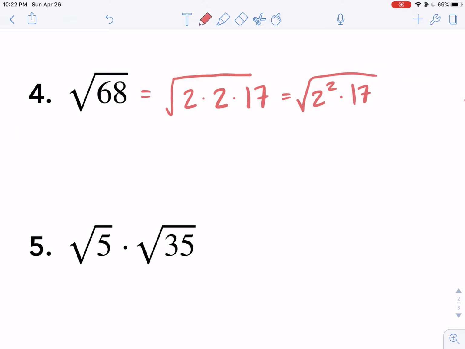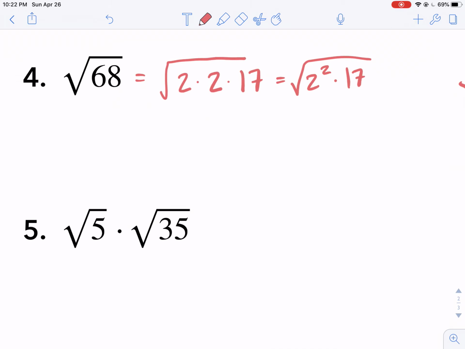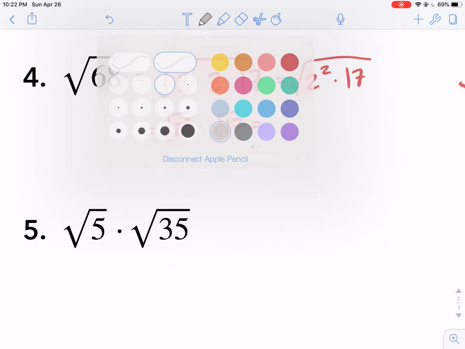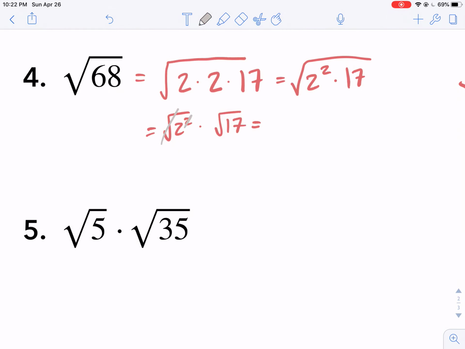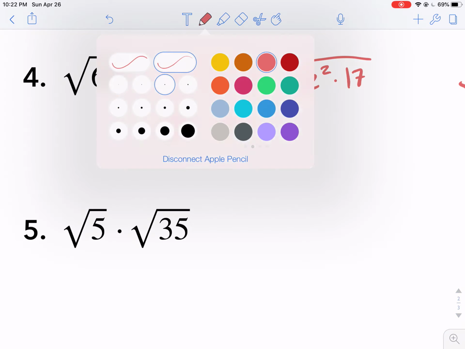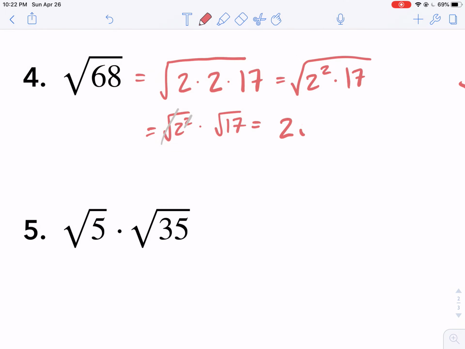Now we're going to split it up. It's the same thing as the square root of 2 squared times the square root of 17. And the square root of 2 squared is the square root of 4. Or you can say, hey look, these square roots with the squares, that cancels out. So that gives us 2 times the square root of 17. That's it. We simplified it. On to our next one.